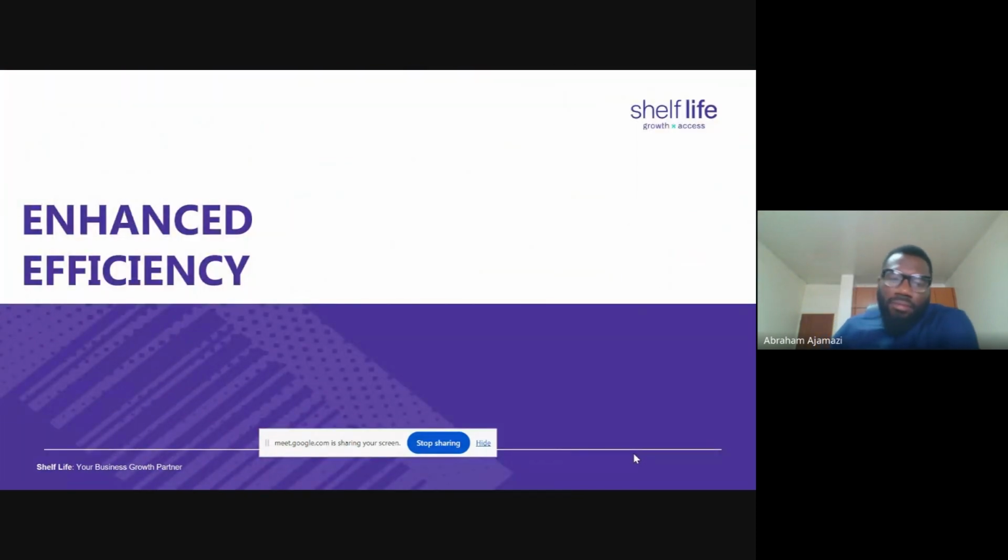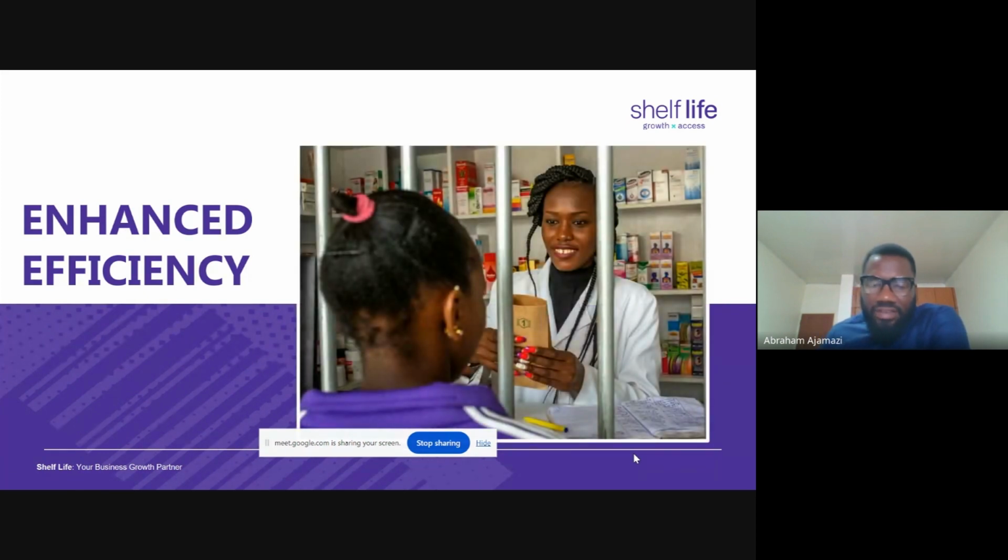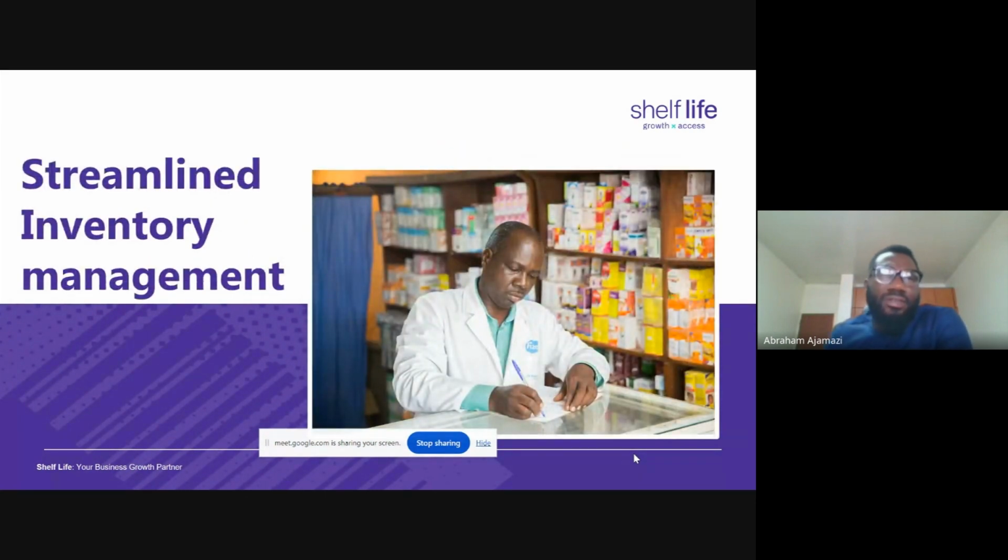Secondly, enhanced efficiency. When drugs are labeled precisely, it allows for swift identification, thereby saving the staff's time and also the customer's time at the premises. Imagine that those drugs are scattered. It's going to take more time to be sorted out or to be identified, and that doesn't entail professionalism.